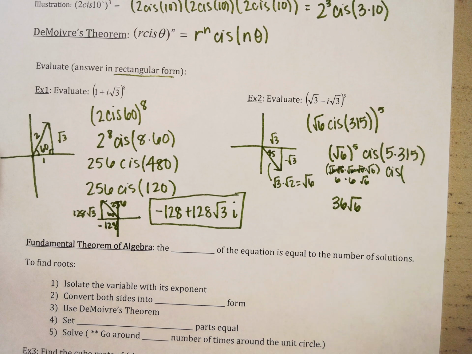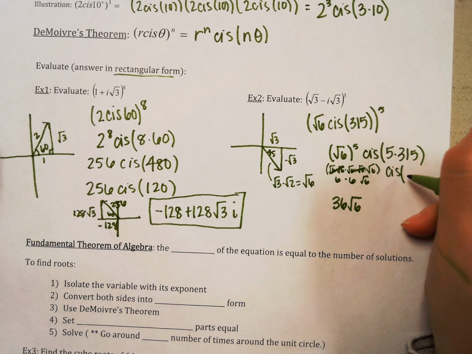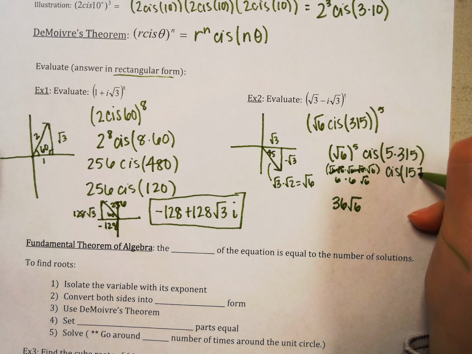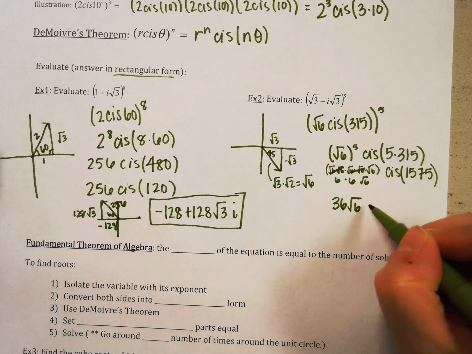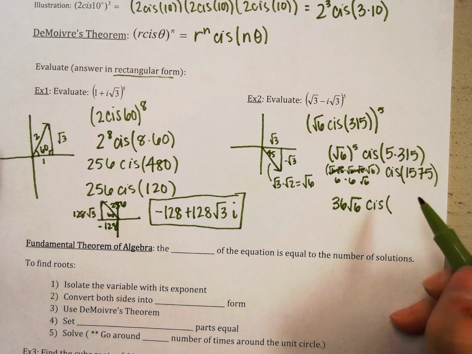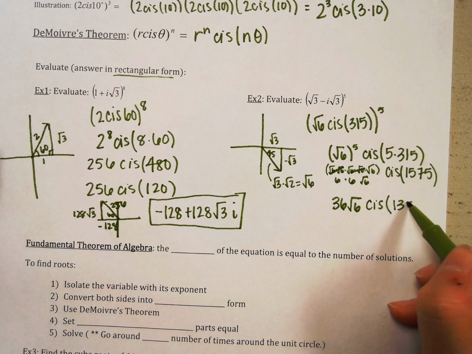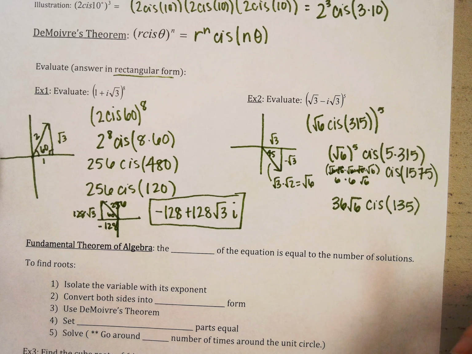In my angle here, if I do 5 times 315 degrees, I get something really large, 1,575. And that's too much of an angle to deal with, so I'm going to keep subtracting 360 degrees until I come up with an angle that's more manageable. Eventually, as you keep subtracting 360 degrees, you'll get 135. And that's on our unit circle. That's something that we can use to write into rectangular form.